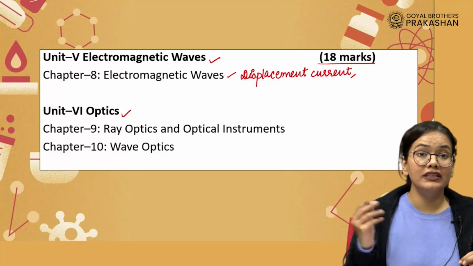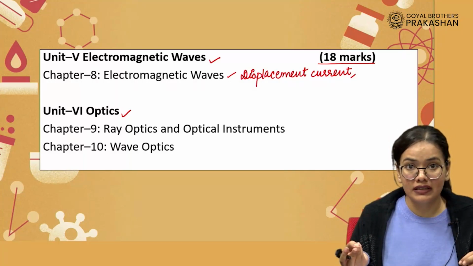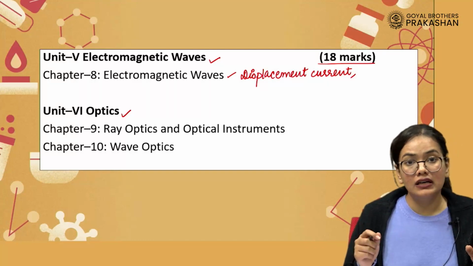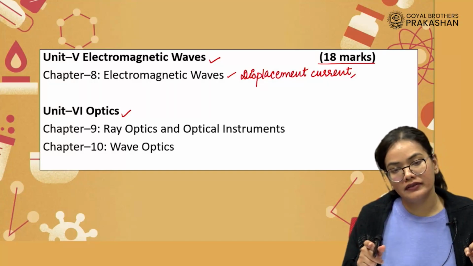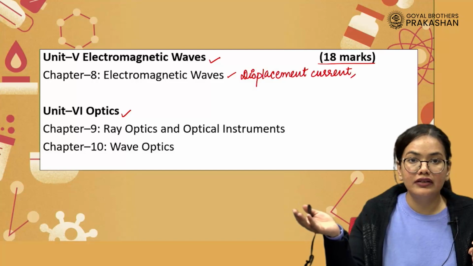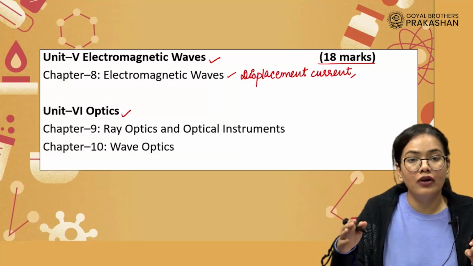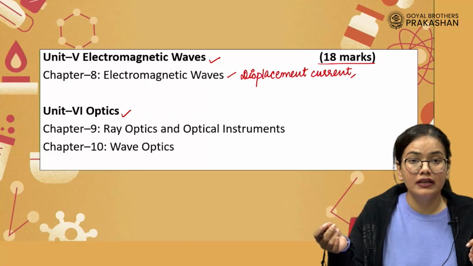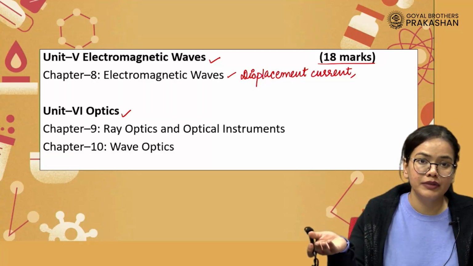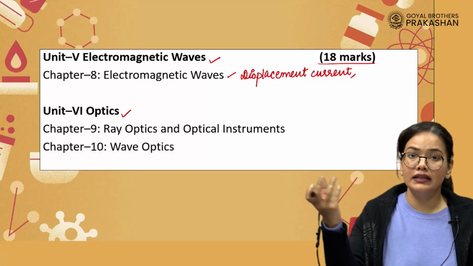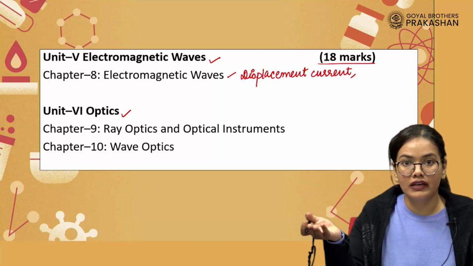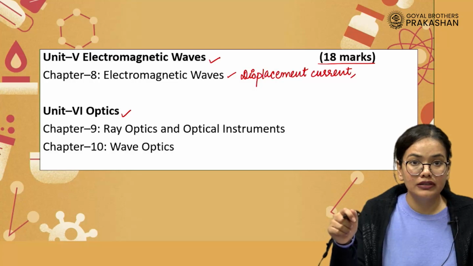Then you should know the four Maxwell's equations. The four Maxwell equations should be clear to you. Then the properties of electromagnetic waves: the electric field, magnetic field, and direction of propagation are mutually perpendicular. Electromagnetic waves move with the speed of light. And how the direction is decided if you have electric and magnetic fields, that thing should be clear to you.